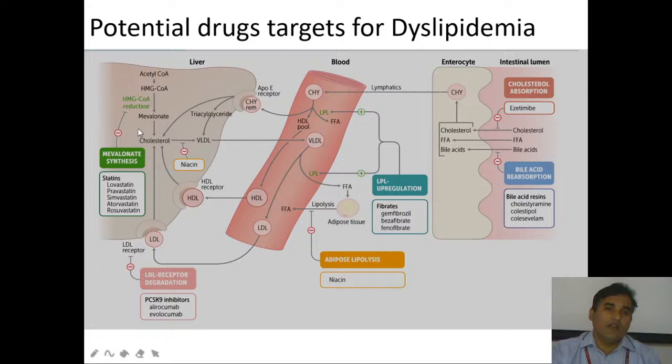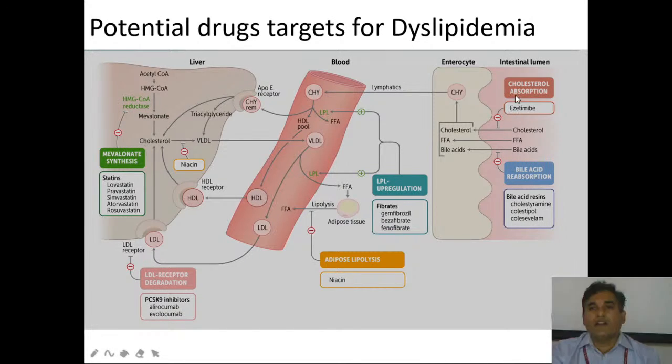When cholesterol synthesis in the liver decreases, the formation and release of VLDL from the liver into the systemic circulation decreases. The second drug is the fibrate. It upregulates the LPL receptor. Another drug is niacin, which inhibits lipolysis of the adipose tissue and decreases the circulating level of free fatty acids.